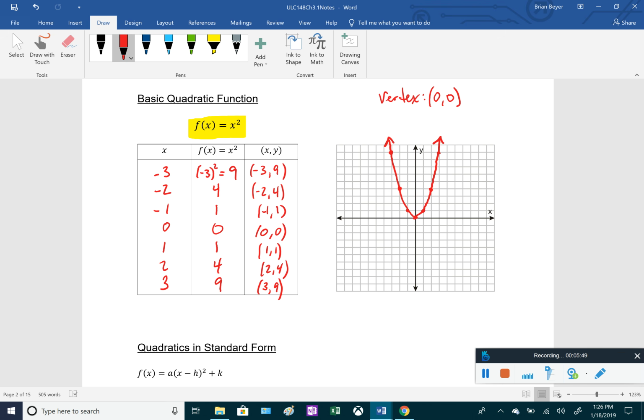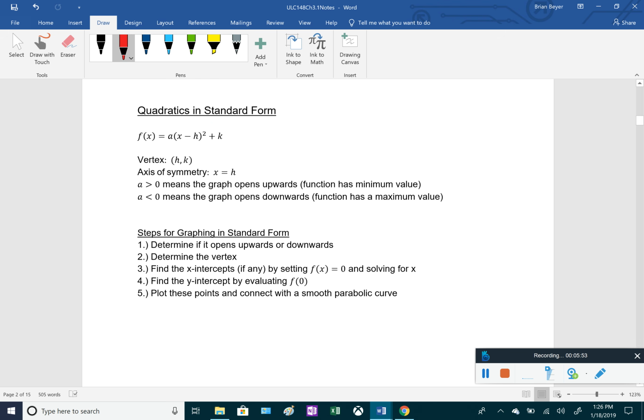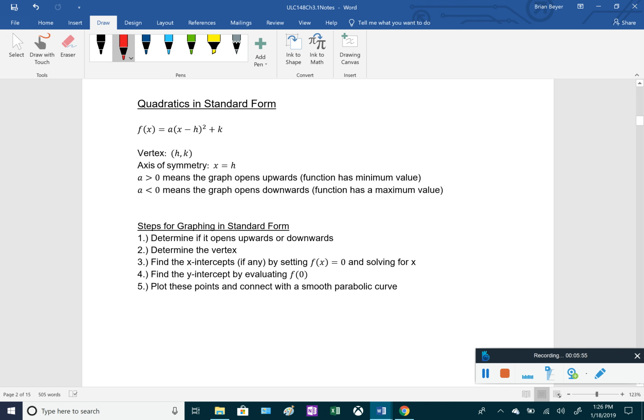All right, so now let's get into graphing them in these two different forms. So let's start with standard form. So here are some of the important properties for standard form and how we're going to be graphing them. So quadratics in standard form, so recall that in standard form, this is standard form from the previous page.